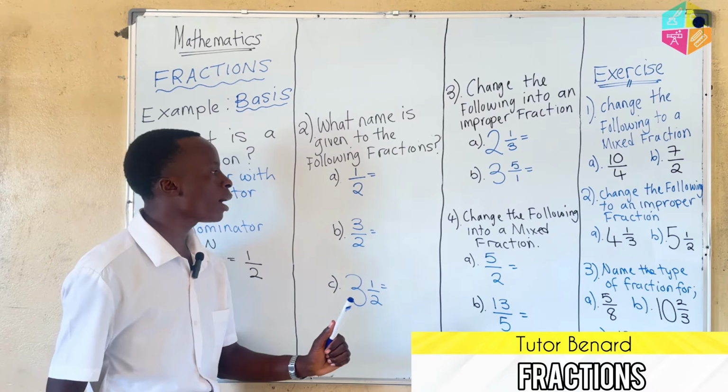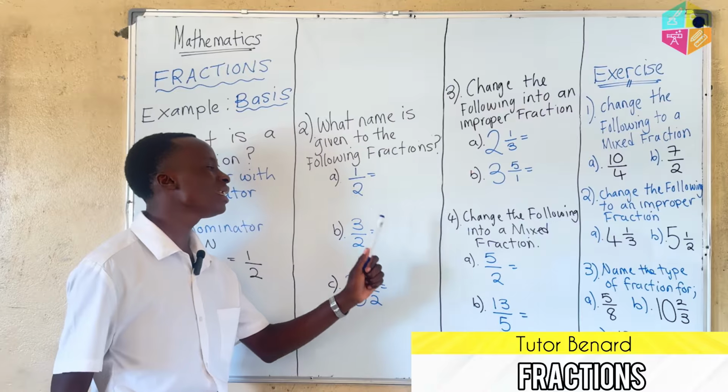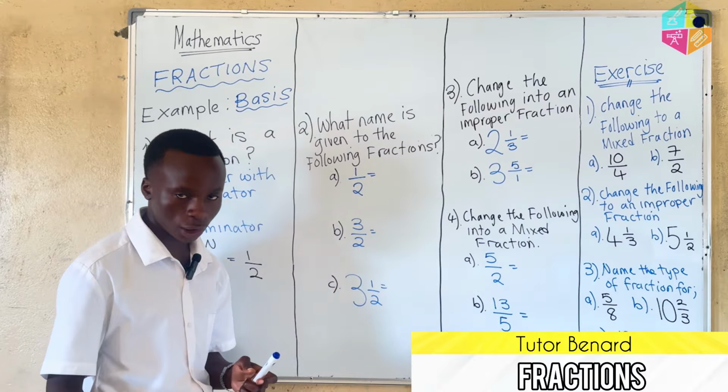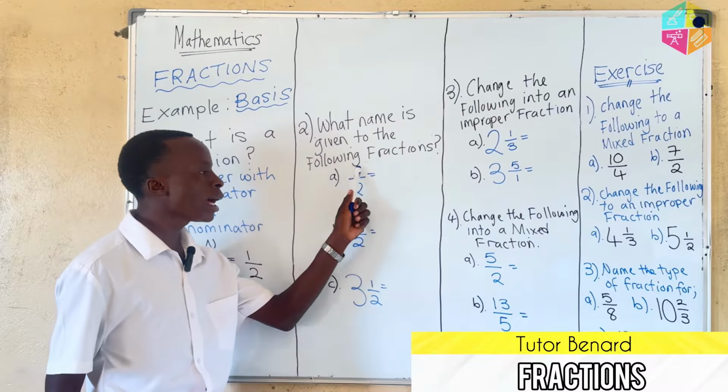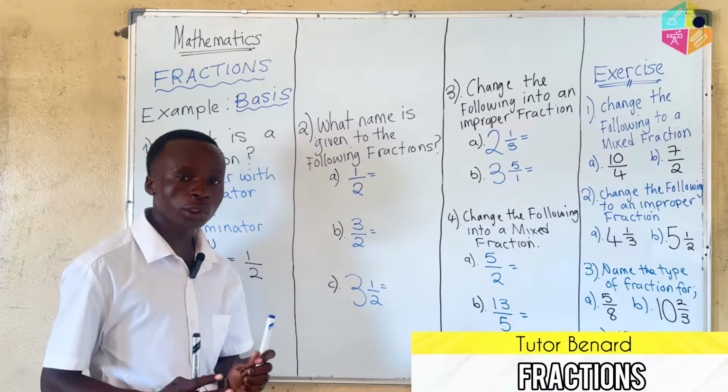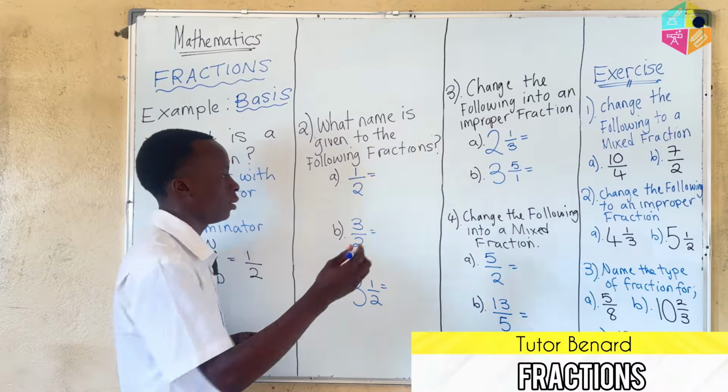Whenever the smaller number is on top and the bigger number is at the bottom, this is what we call a proper fraction.